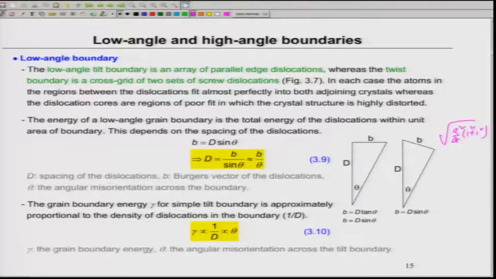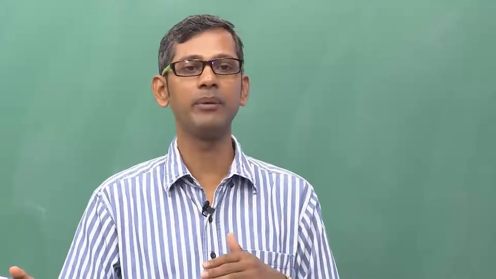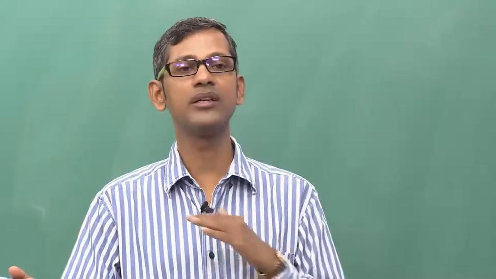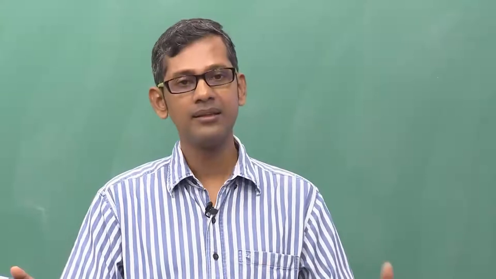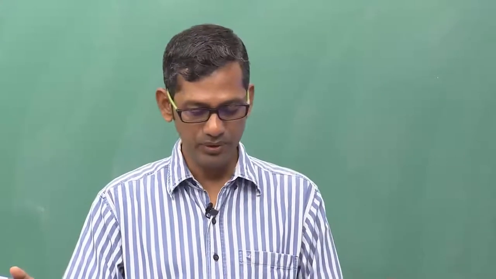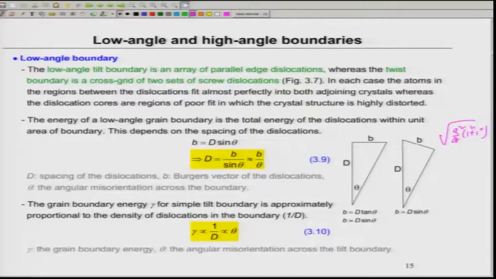So the grain boundary energy for a tilt boundary is approximately proportional to the density of dislocations in the boundary. More number of dislocations, higher is the energy, more is the distortion. So that means it is inversely proportional to the distance. More the number, the distance is smaller. So that means it is proportional to theta. So gamma is nothing but proportional to theta. Again, you see, in normal crystal surfaces between solid and vapor, gamma was a function of theta, where theta was the orientation of these boundaries with respect to the crystal. Here, theta is the tilting angle. So gamma is proportional to theta, which is the angular misorientation across the boundary. That is very clear and understandable.